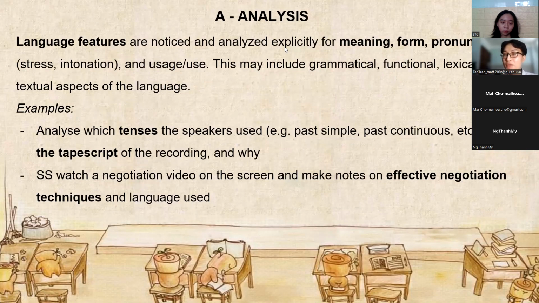We can focus on meaning, form, pronunciation, or grammatical and functional aspects. For example, in a recording, you can ask the students to highlight the tenses the speaker used, past tense, past continuous, and ask them why the speaker used them. Maybe they cannot answer correctly, however, the teachers can help them modify their understanding later on. Or we can have them watch negotiation videos and make notes on effective negotiation techniques. That's what step A, analysis, is for.